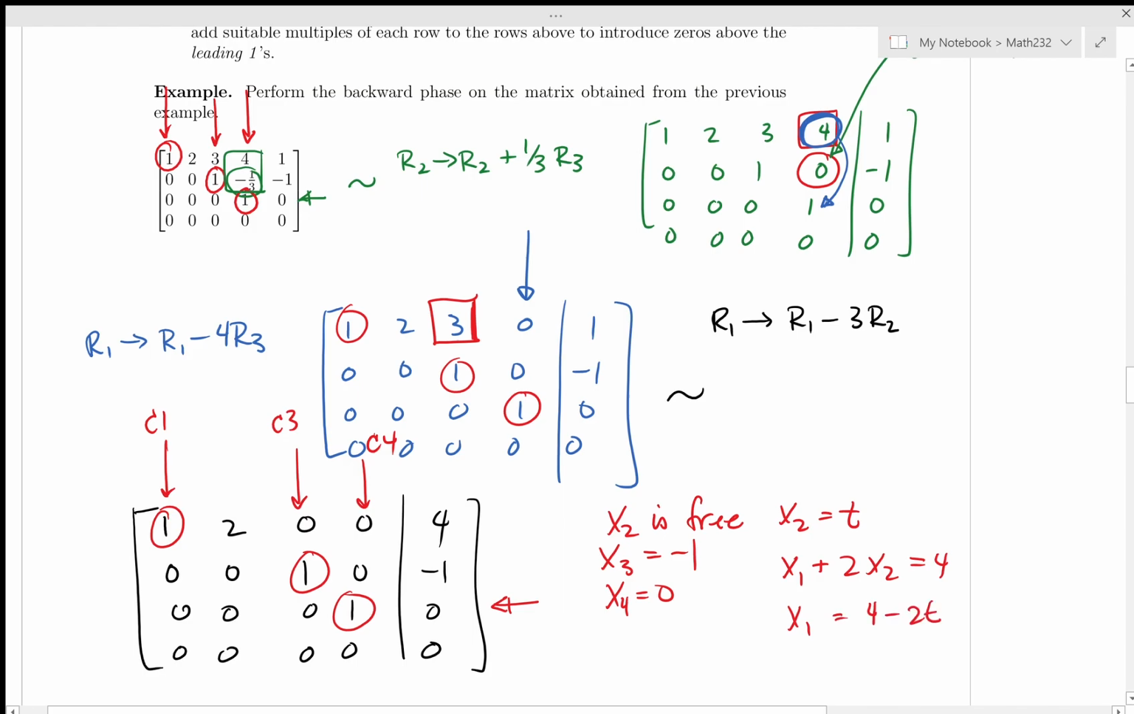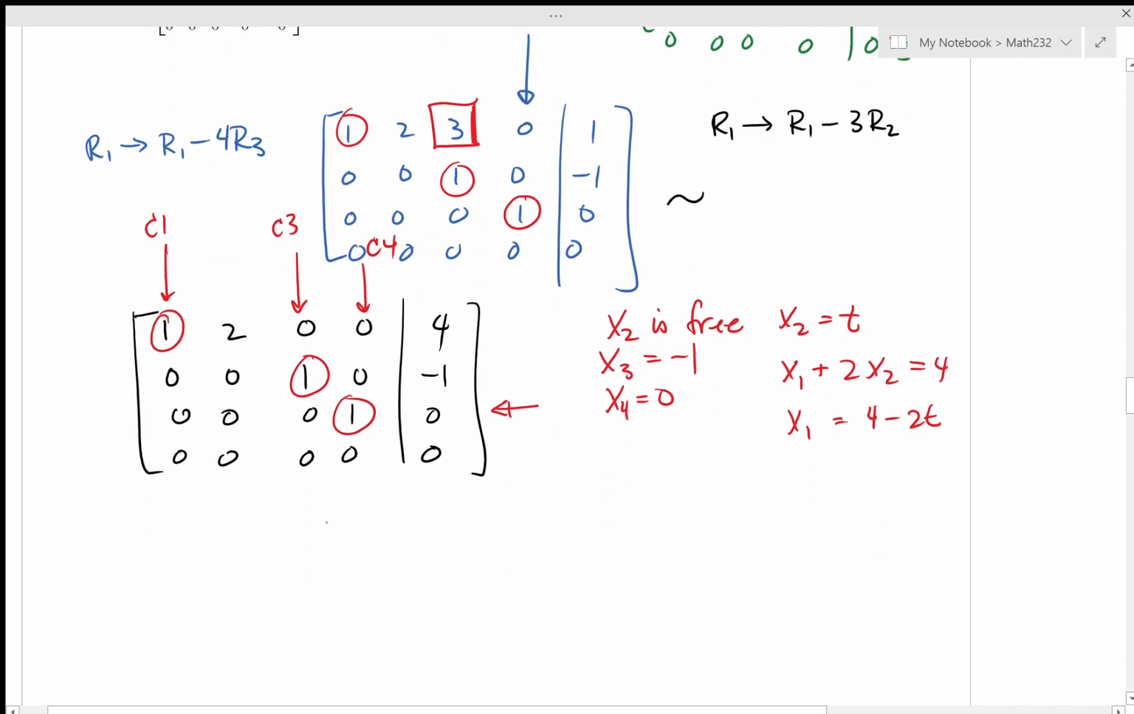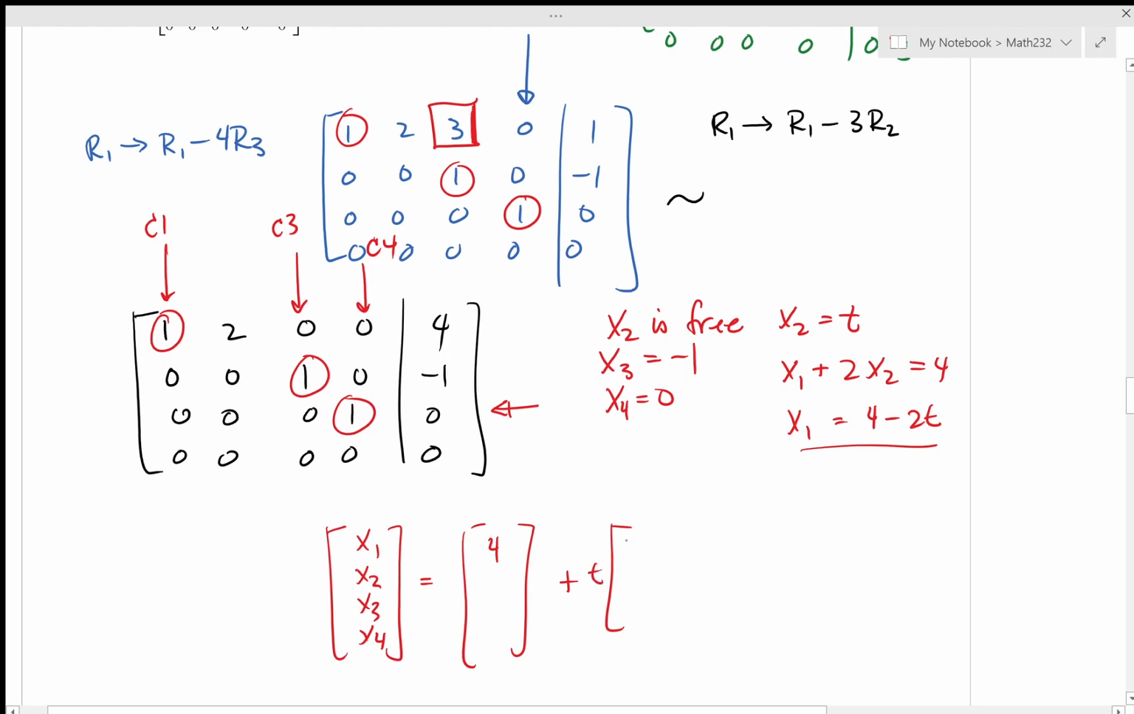Okay, and then I have a solution, which I would write like this: x1, x2, x3, x4 is going to be x1 is 4 minus 2t, x2 is t, x3 is -1, and x4 is 0. Okay, so I would write the solution like that.